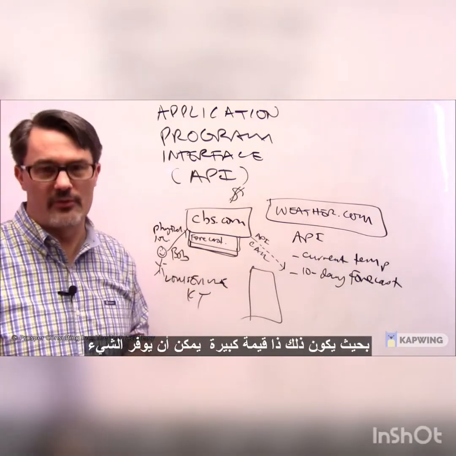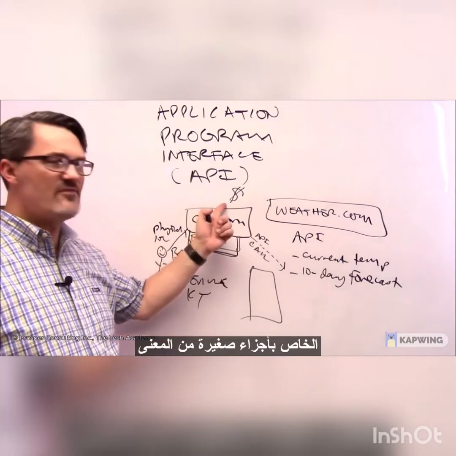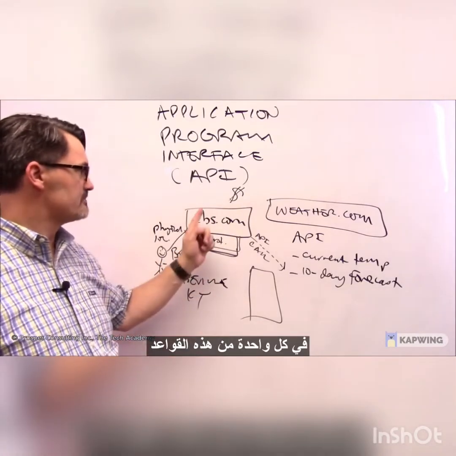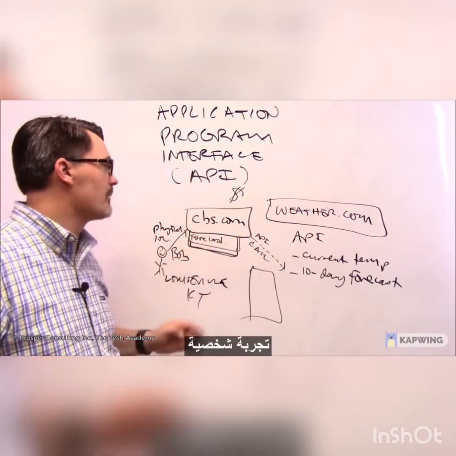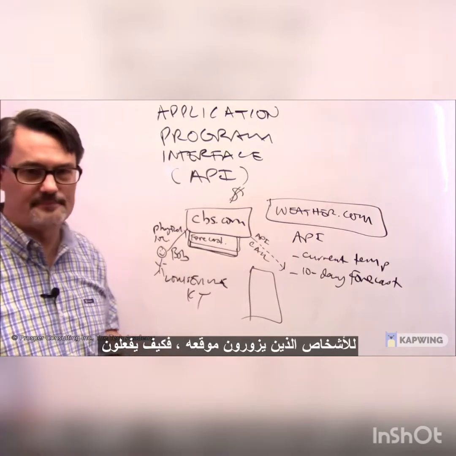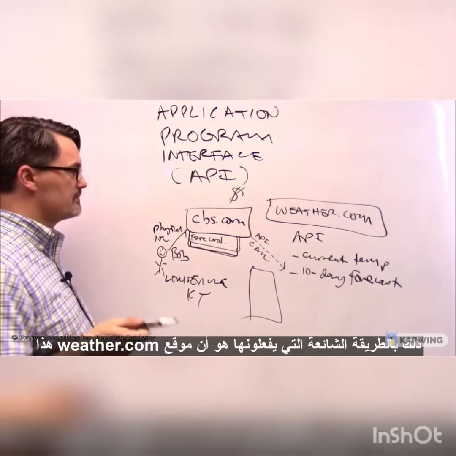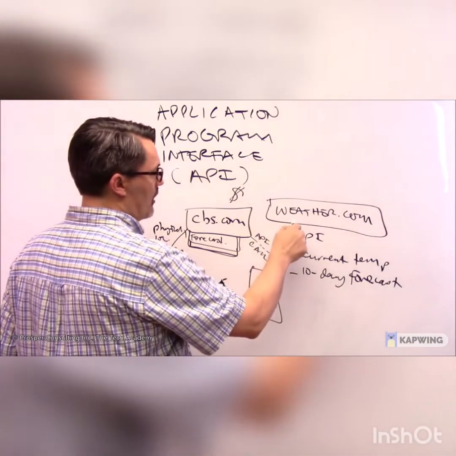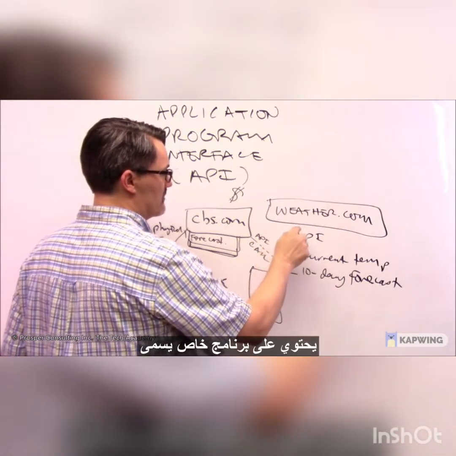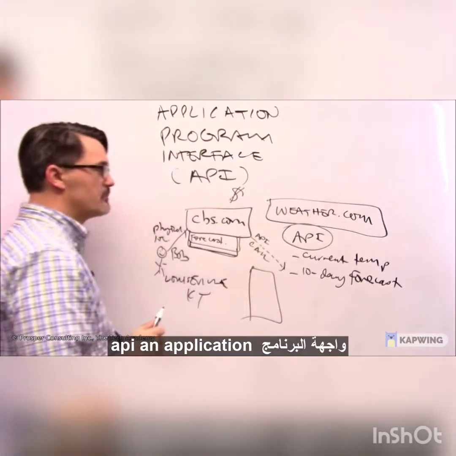So that'd be a pretty valuable thing. For tiny fractions of cents on every one of these, CBS could provide a personalized experience for people visiting its site. So how do they do it? A common way they do it is this. Weather.com has a special piece of software called an API, an application program interface.